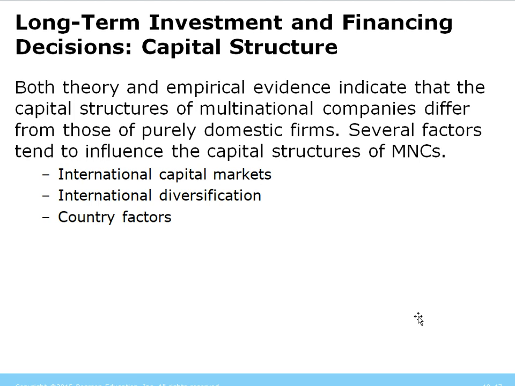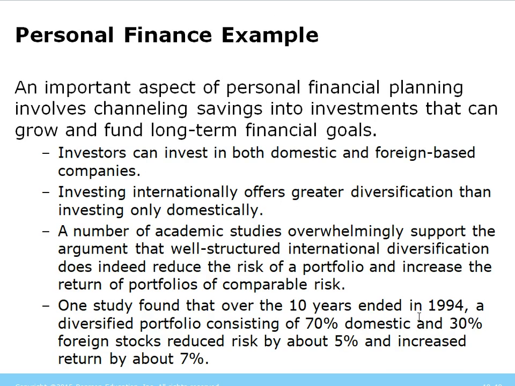foreign country. So long-term decisions, both theory-based and empirical evidence, suggest that capital structures of multinational companies differ from those of purely domestic firms, and several factors tend to influence the structure of these capital markets. International capital market rates, international diversification, and country factors are all going to make the capital structures of multinationals different than domestics, because multinationals will have access to a different variety of, in many cases, lower cost capital that they can utilize when expanding their company overseas.